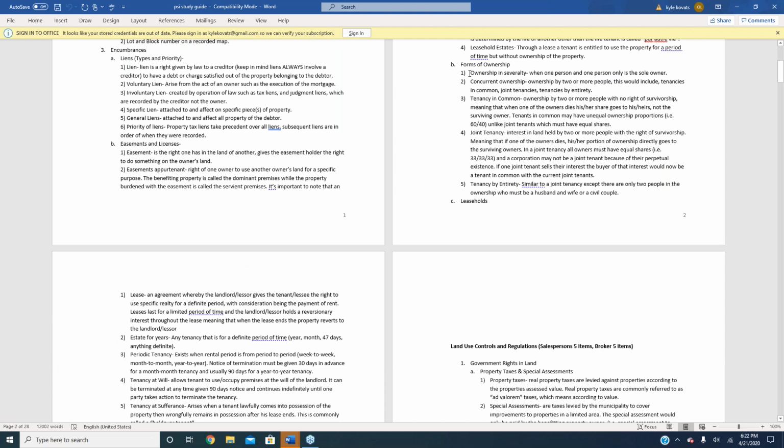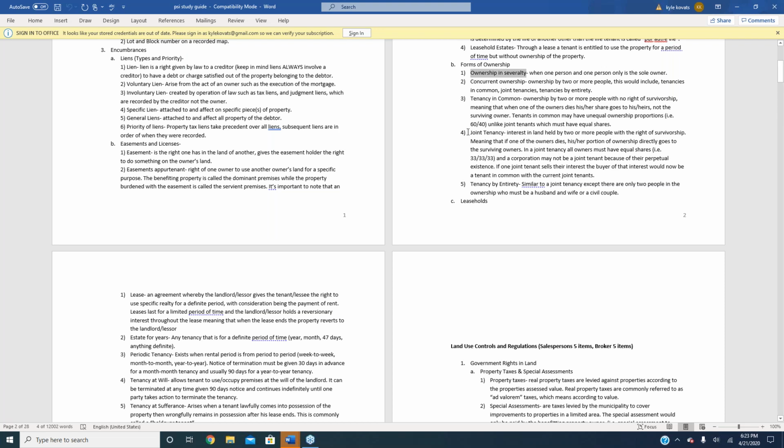All right, so getting into forms of ownership here, ownership in severalty, simply put, that's one person only. So if one person's name appears in the deed to the exclusion of all others, we call that ownership in severalty. So again, ownership in severalty is ownership by one person and one person only. And then we have concurrent ownership, which is ownership by 2 or more people. And the 2 main examples of this are tenancy in common and joint tenancy.